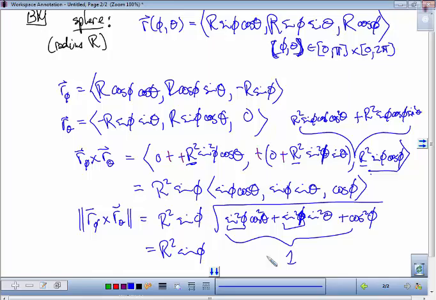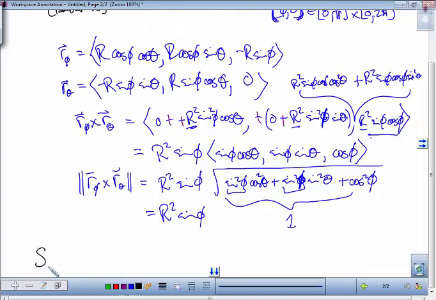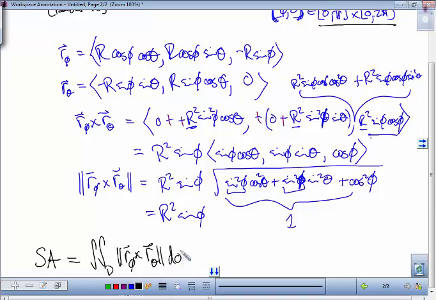Okay. So now we take this and put it into our surface area integral. We have an integral over D, our domain, of the magnitude of the cross product, du and dv, or whatever the variables are you're working with.